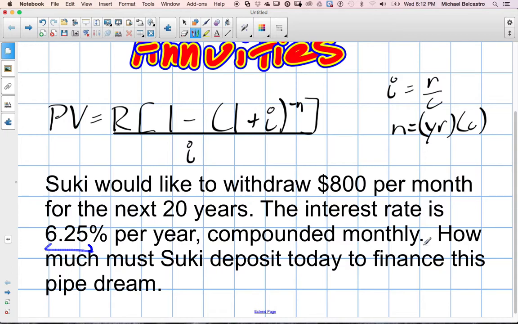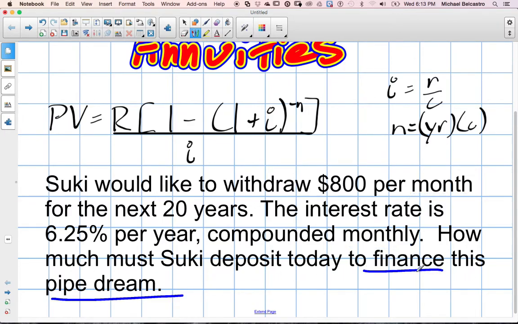But compounded monthly, which works out good, and it needs to be, in order to use this formula, the withdrawal period. If it's per month, then the compound period has to be per month. Otherwise, we have to do a whole bunch of changing of the information. How much must Suki deposit today to finance this pipe dream?